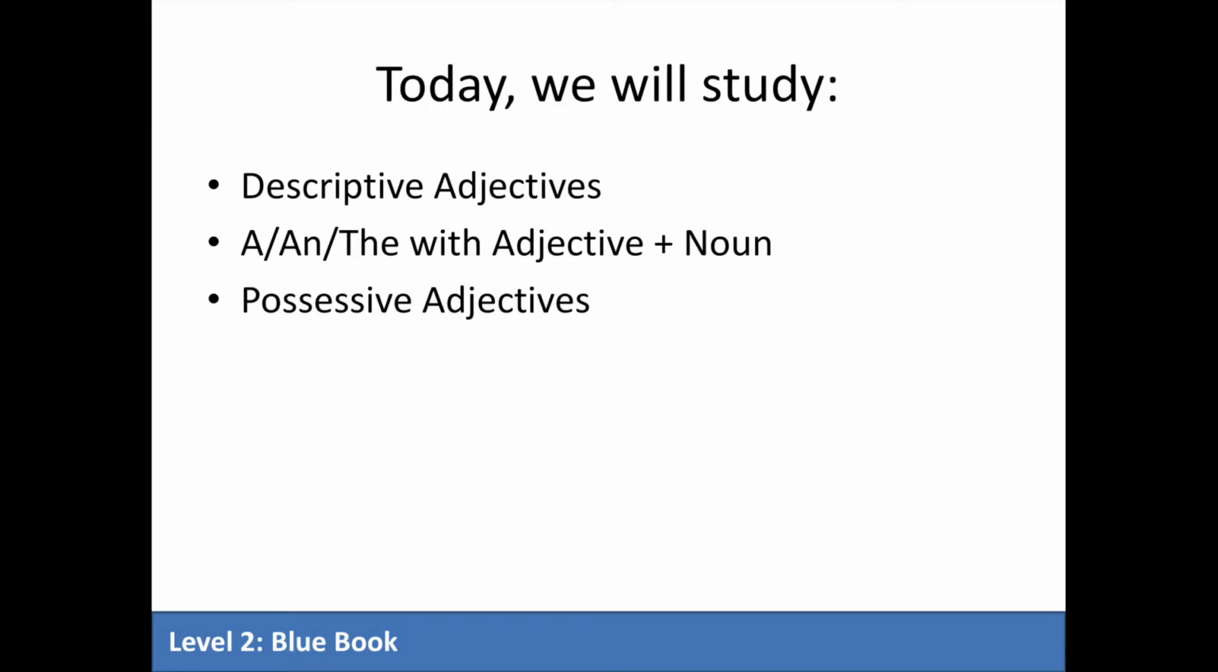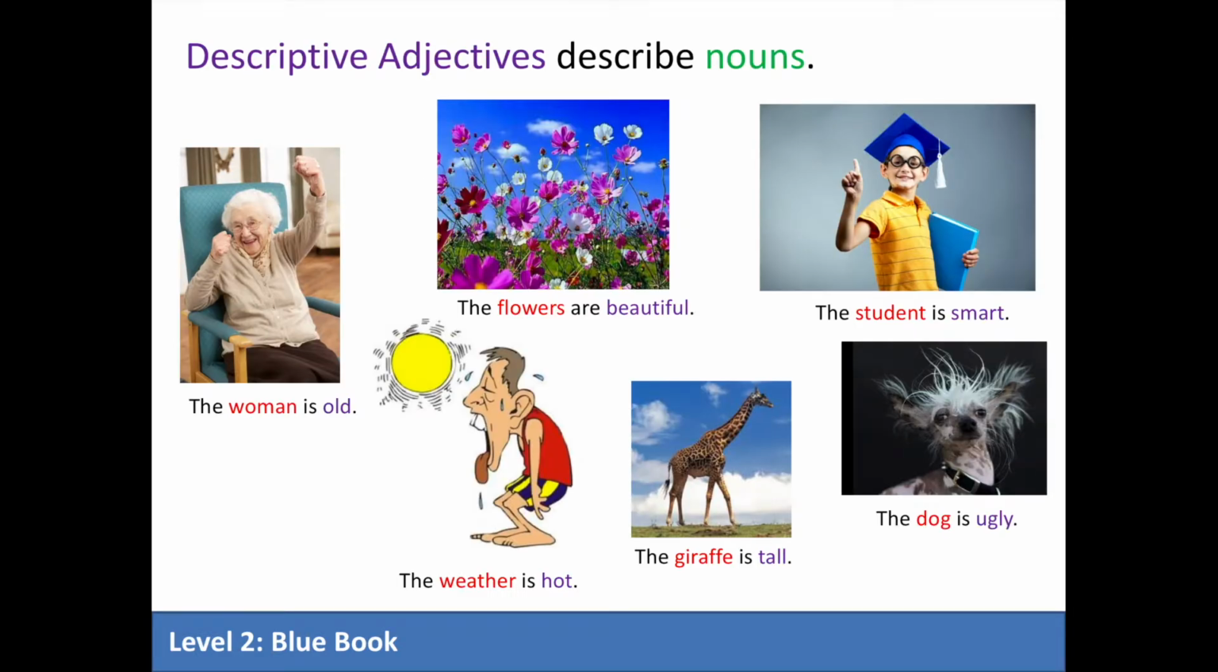So in this lesson, again, we'll talk about descriptive adjectives. We'll talk about the articles a, an, and the with adjectives and nouns. We'll also talk about possessive adjectives. Descriptive adjectives in English simply describe nouns.